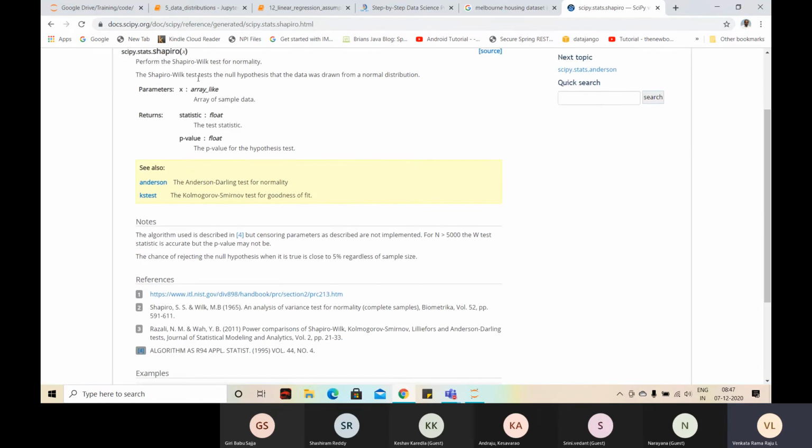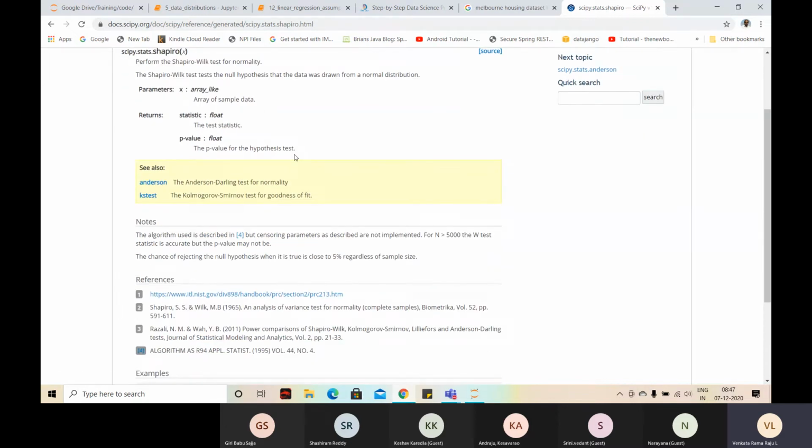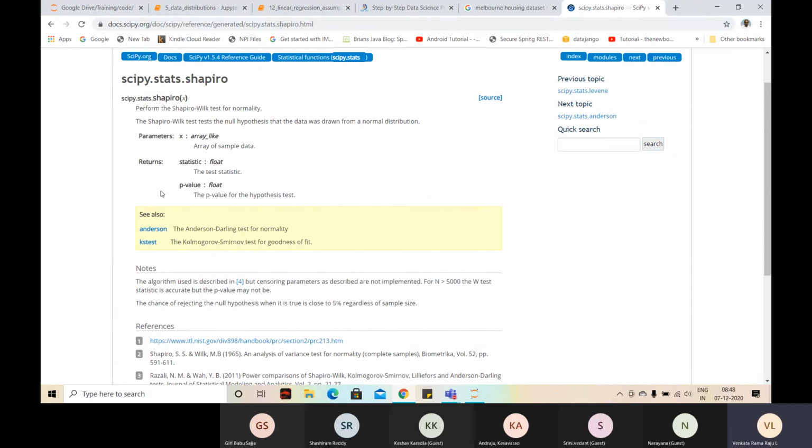If you look at this Shapiro-Wilk test, the null hypothesis is that the data was drawn from a normal distribution. When you do the Shapiro-Wilk test, you pass your X and you will get a p-value. So if the p-value is greater than 0.05, is the data normally distributed or not?